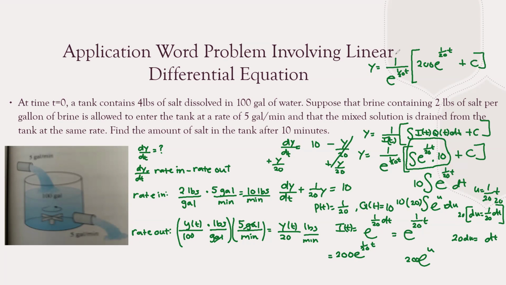So if you FOIL this out, what's 1 times this? That's just going to be 200, and then the e to the 1 over 20t cancels because they're the same on top and bottom. So you're just left with 200 plus c times 1 over e to the 1 over 20t.